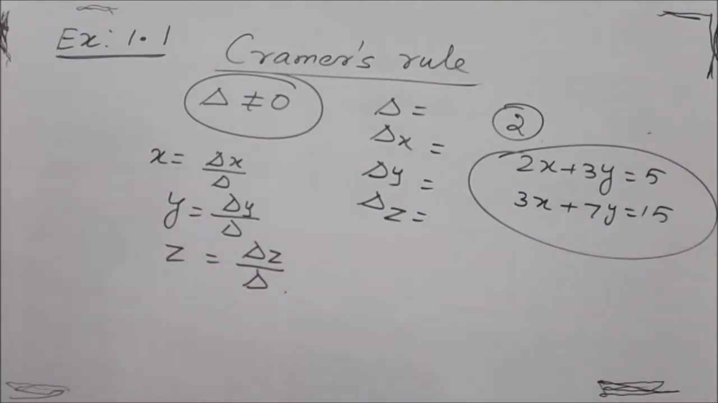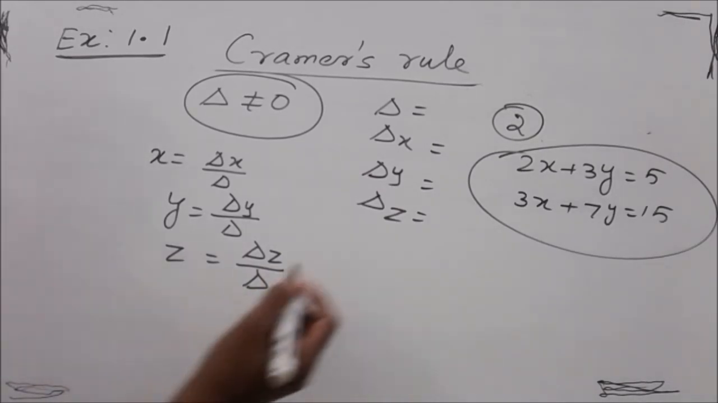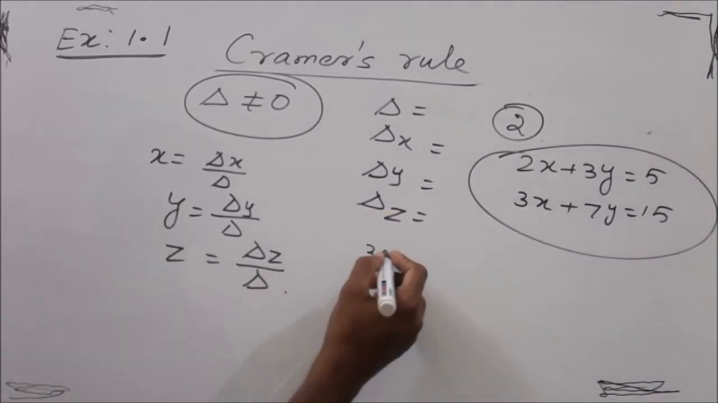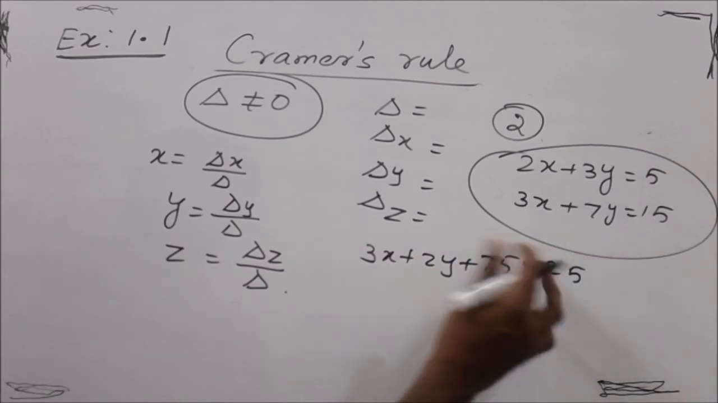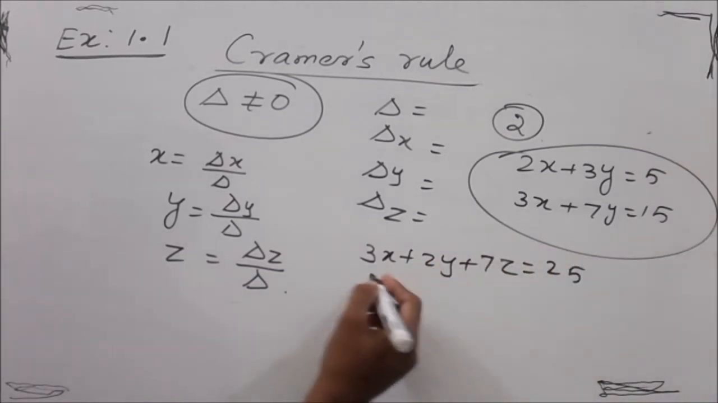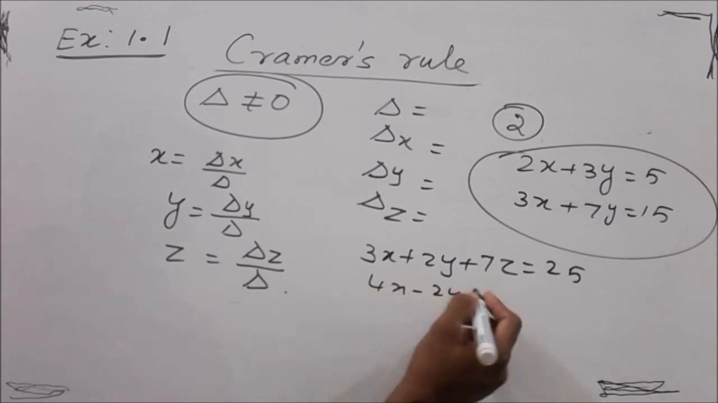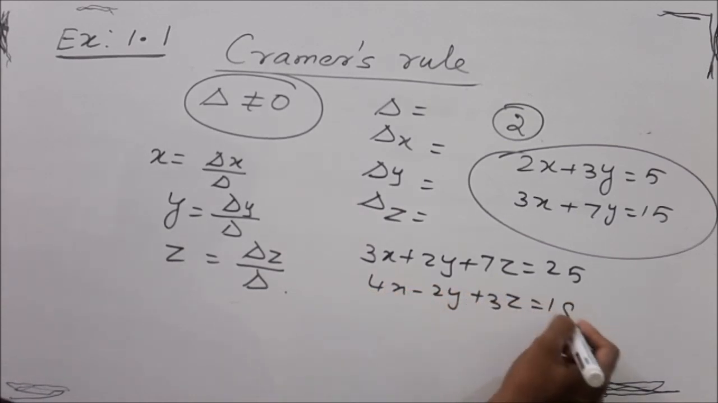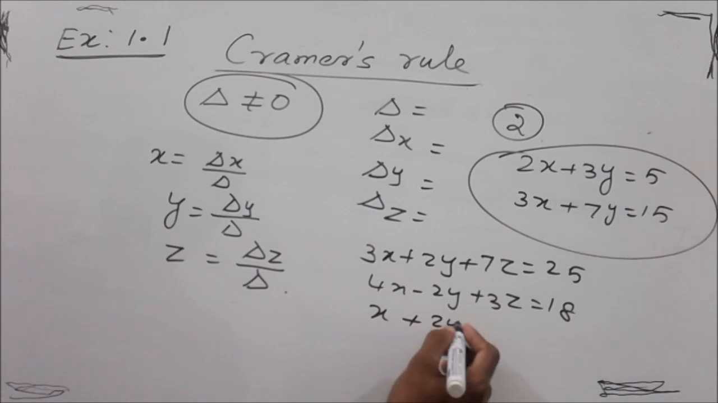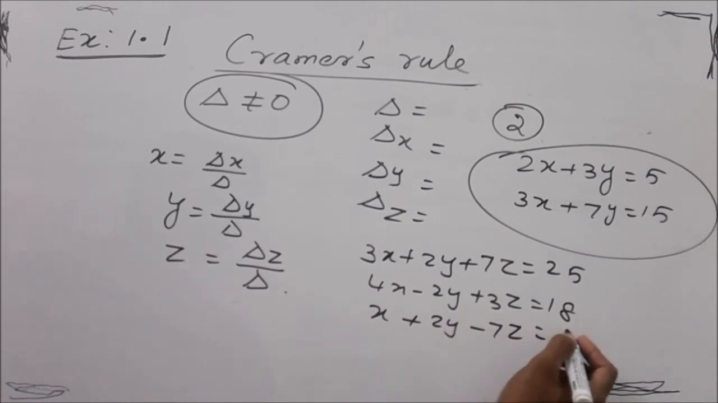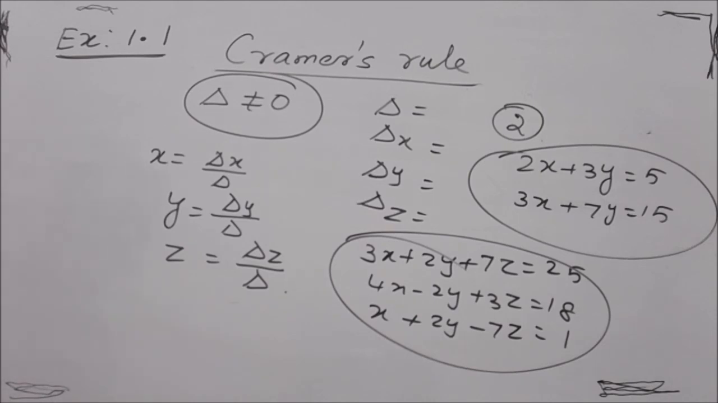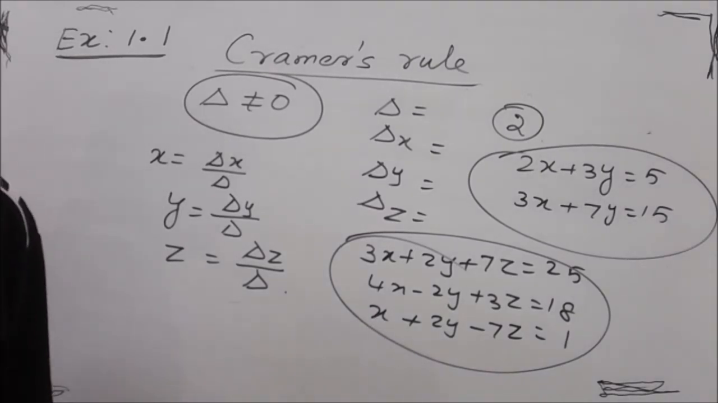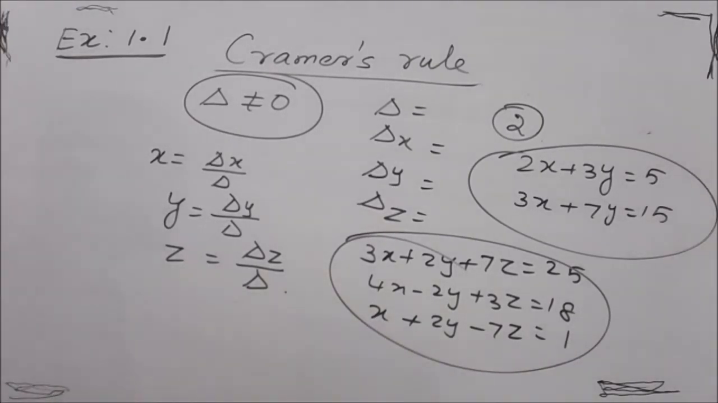Then for all the 5 marks, we will get 3 equations, such as 3x plus 2y plus 7z equal to 25, 4x minus 2y plus 3z equal to 18, and x plus 2y minus 7z equal to 1. These types of equations will be given for 5 marks, either to be solved by Cramer's rule or in application problems.